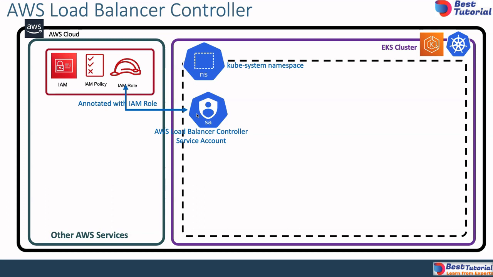In a visual manner, these are the objects involved. You will have an IAM policy, you will have an IAM role, and that IAM role is annotated with a Kubernetes service account of type load balancer controller. So the load balancer controller service account will have an annotation of the IAM role associated with it.